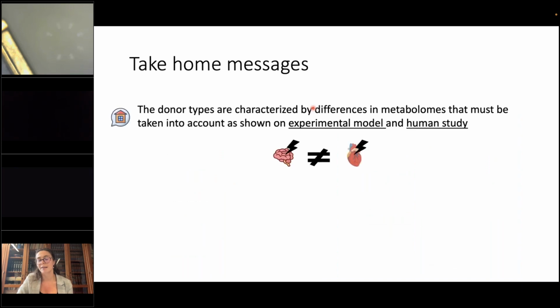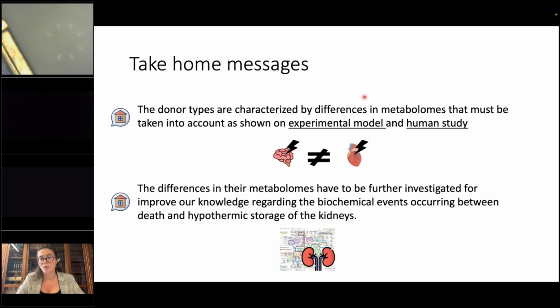So as a take-home message from this first part of the study, we can say that both the experimental and human study allowed us to characterize the difference in the metabolome based on the donor type. This difference in the metabolome needs to be further investigated in order to improve our knowledge regarding the biochemical events that occur between the death and the hypothermic storage of the kidney.